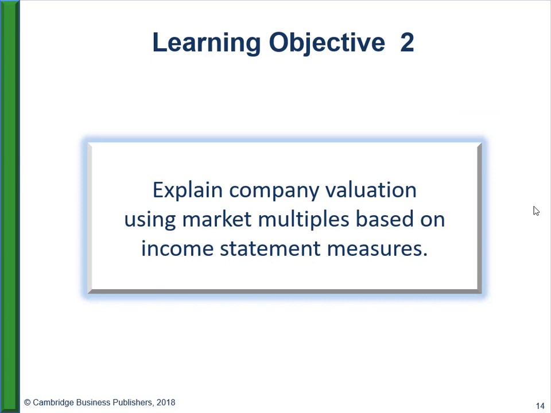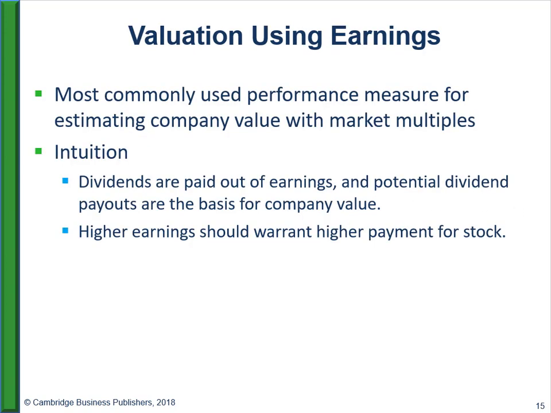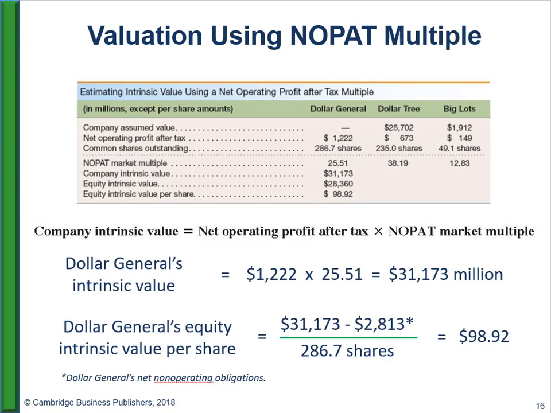Learning objective number 2, explain company valuation using market multiples based on income statement measures. So these are most common, and the most common of the income statement measures is price to earnings. Let's look at price to earnings, but first let's look at net operating profit after tax. Same 3 companies, Dollar General, Dollar Tree, Big Lots.